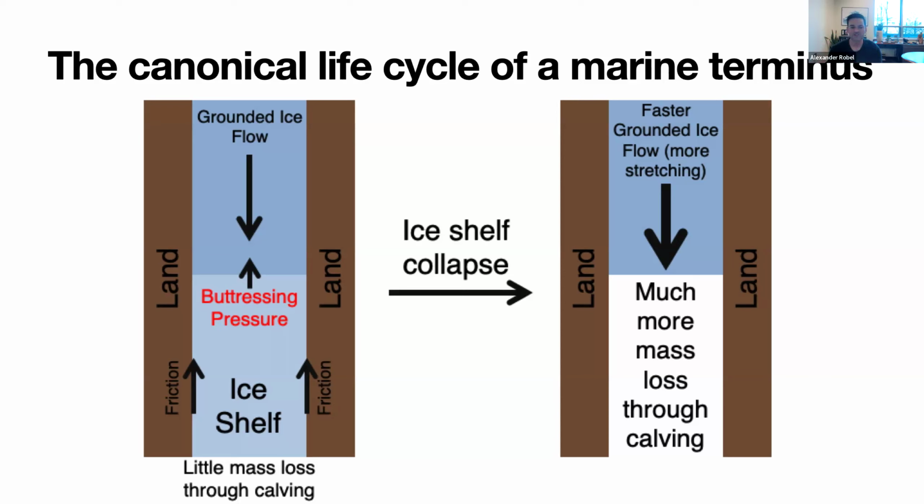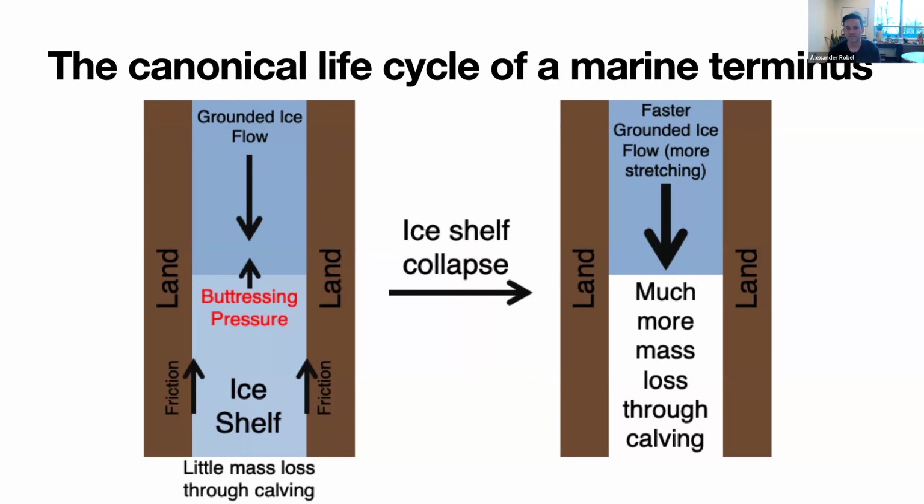So if we get to a situation where the ice shelf has been removed due to melting from the ocean or the atmosphere, what we would call ice shelf collapse in our field, then this buttressing pressure is removed and the grounded ice that's flowing towards the ocean is going to flow faster and lose much more mass through iceberg fracture and calving. And so this idea that ice shelf collapse could occur is one of these switches which can determine how much sea level rise you can get from the ice sheet.